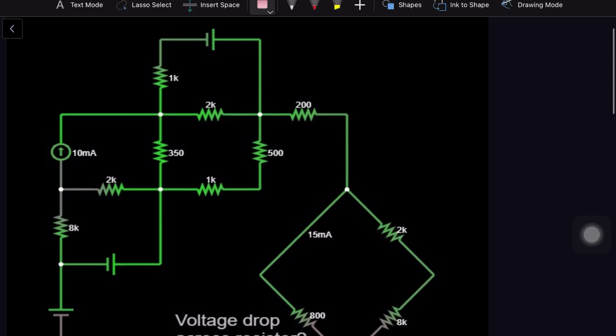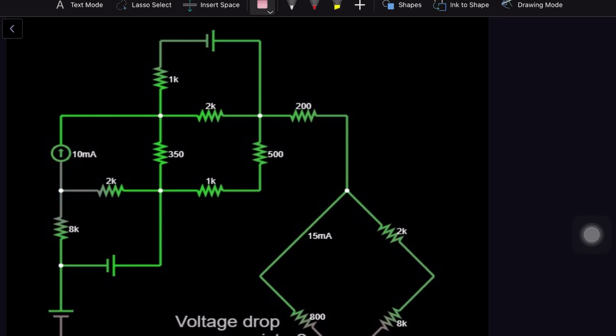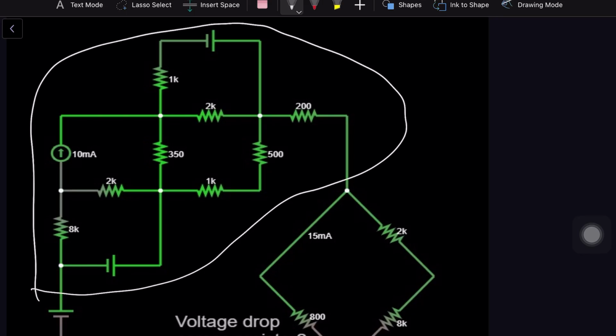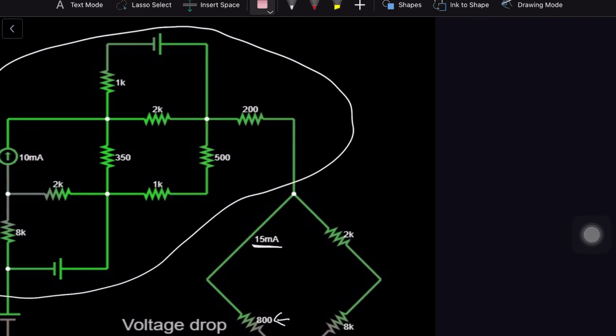Consider this example. We're being asked to find the voltage drop across this resistor. Do not let the rest of the circuit fool you. This is just an easy task. The rest of the circuit, which I'm going to call garbage, can be ignored because we have the resistance of that element, which is 800 ohms. And we have the current running through the component in question, which is 15 milliamperes.